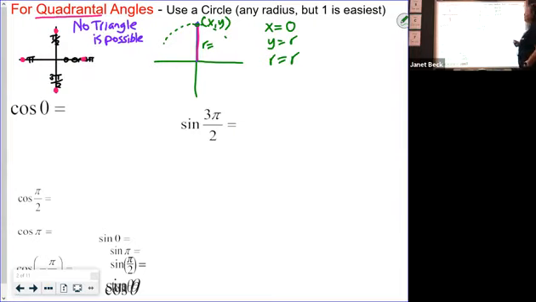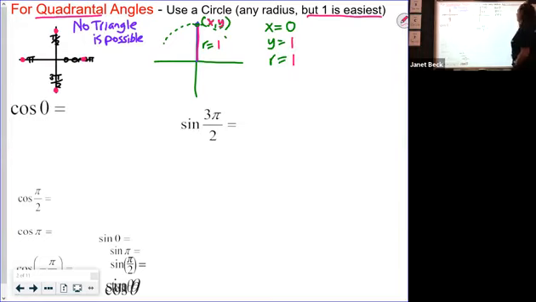So what you can do is choose any radius you like. You can draw a circle of any radius you like. But the easiest thing to do is to choose a radius of 1. If the radius of our circle was 1, to get to this point, we're going across 0, so your x is 0, and you're going up 1, so your y would be 1.